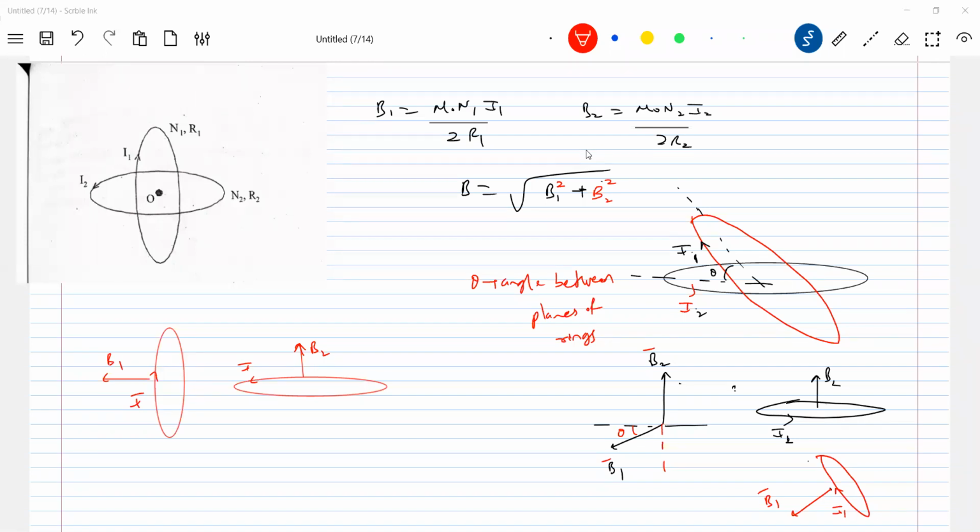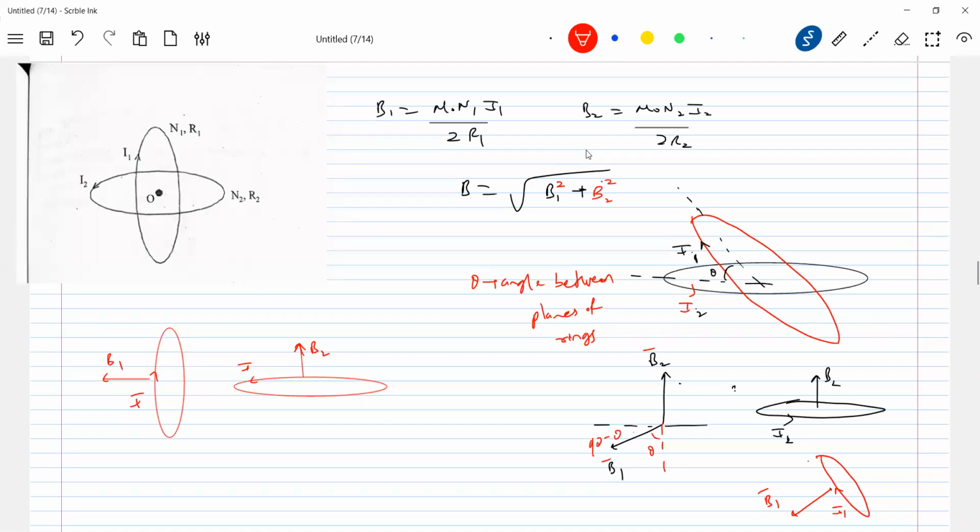See, you do one thing. Compare this with this diagram. How much should you rotate the ring I1 so that B1 bar becomes horizontal? 90 minus theta is the angle you should rotate. So this should be theta, and this should be 90 minus theta. So this will be theta actually. So the angle between them is 180 minus theta.